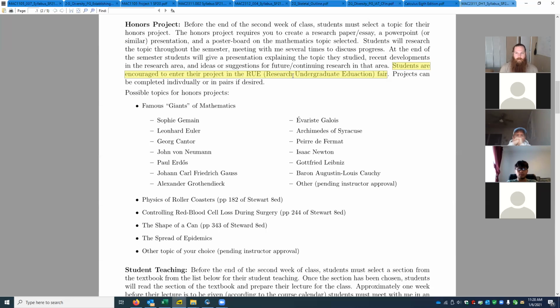I have a student, he's not in this class, he took Calc 1 with me last semester, who's working with a number theory professor at UF now after he and I did some work on the digamma function. Very cool. He was very interested in that and did a bunch of great work on his own. He's entering it in the RU Fair this semester, and I would be surprised if he didn't earn some scholarship money from that.